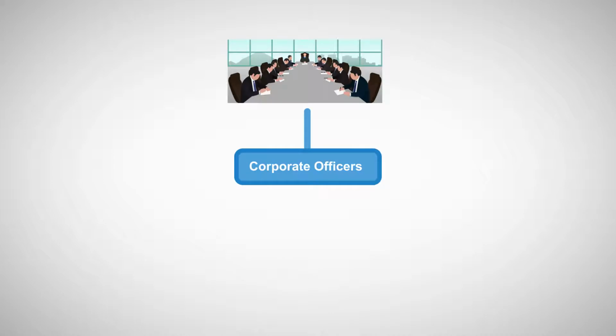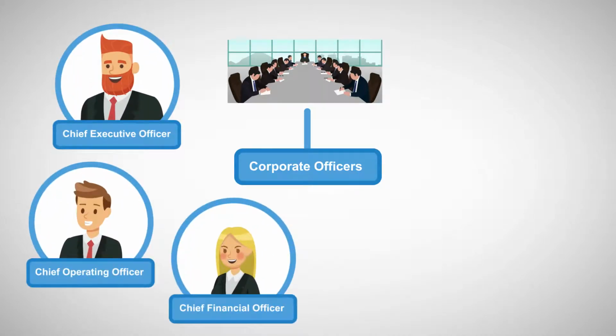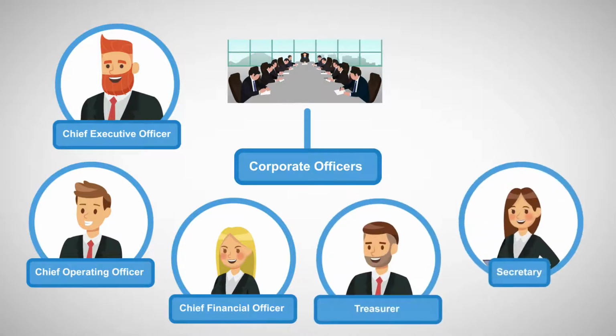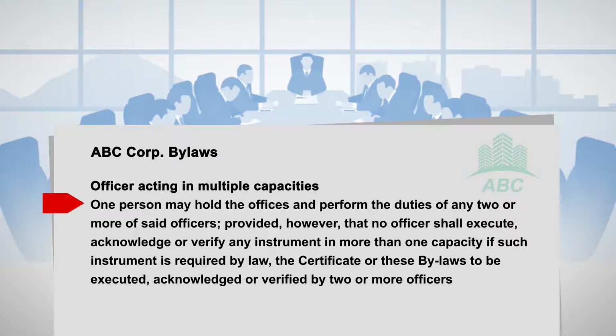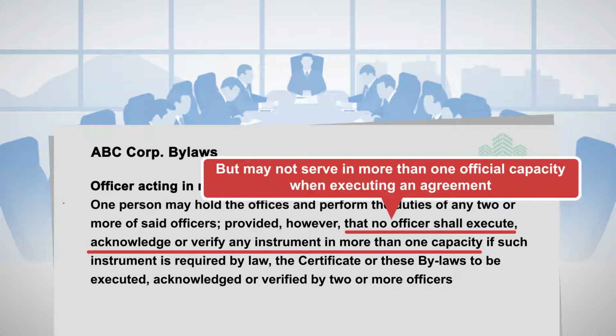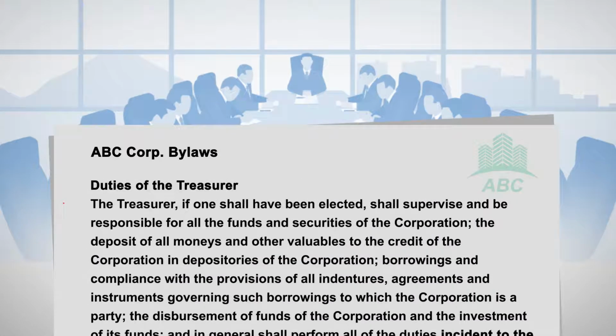The board decides that ABC will have a chief executive officer, a chief operating officer, a chief financial officer, a treasurer, a secretary, and a controller. The bylaws also allow a single individual to perform the duties of more than one office, but may not serve in more than one official capacity when executing an agreement. ABC specifies the duties of each officer. For example, the bylaws call for the treasurer to be responsible for depositing and disbursement of ABC's funds, as well as borrowing funds in compliance with agreements to which ABC is a party.